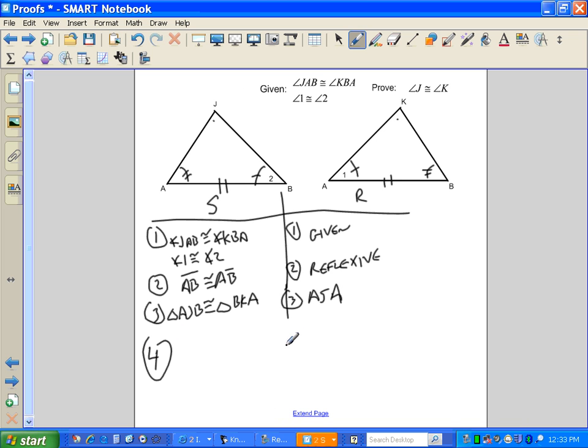We haven't actually proved what we set out to prove, but now we can because I've got two congruent triangles. Corresponding parts of congruent triangles are congruent, and so I can say that angle J is congruent to angle K, and we're done.